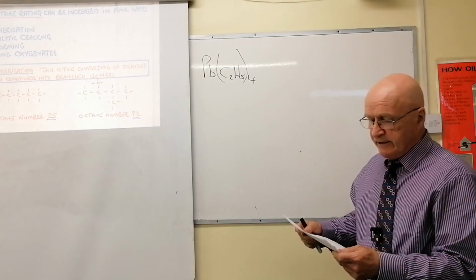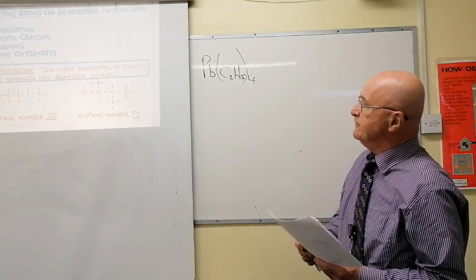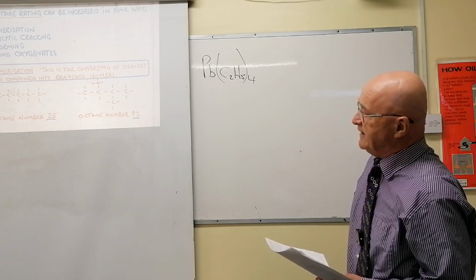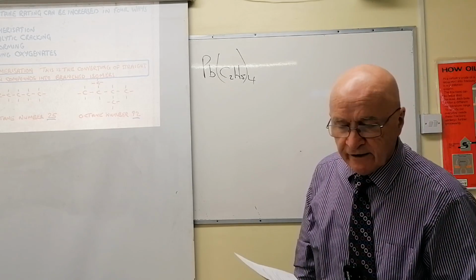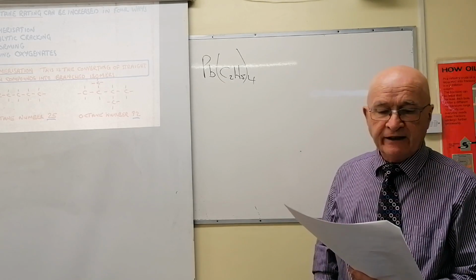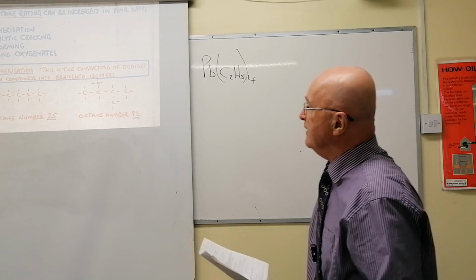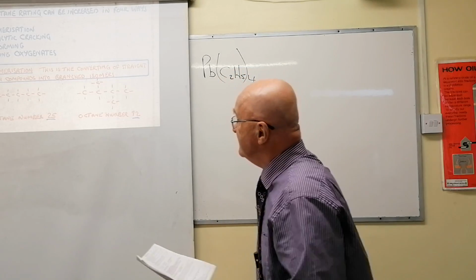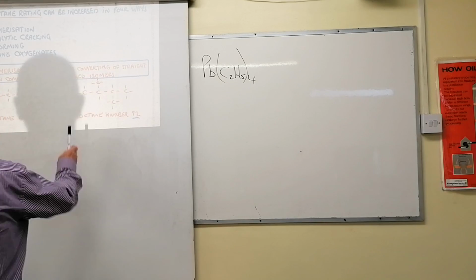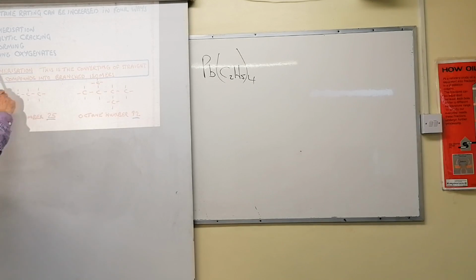Now, the octane number can be increased as follows, any of the following. Isomerization. Now, we need to make some comment on each of these. There's a space in your notes for each of them. Isomerization, okay? Basically, this is the conversion of a straight chain into a branched compound. That's what it is, okay?